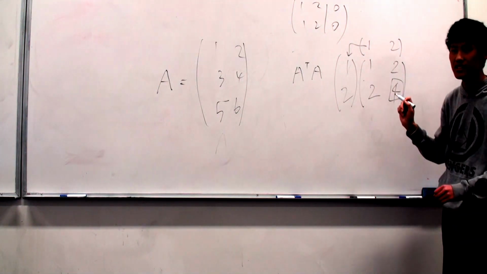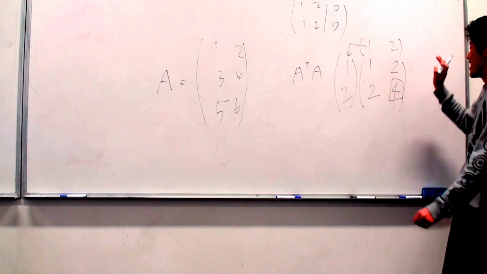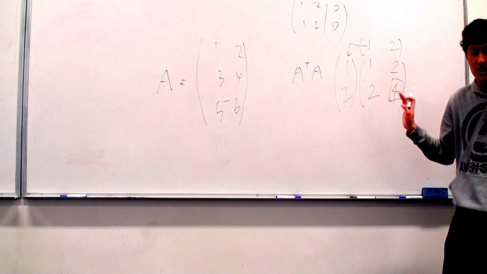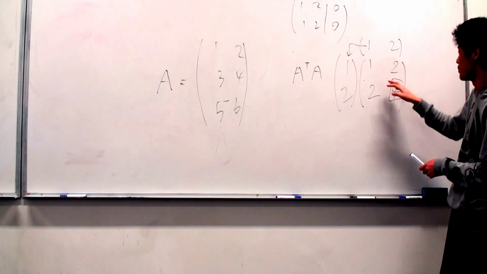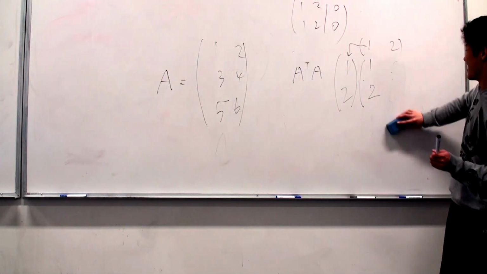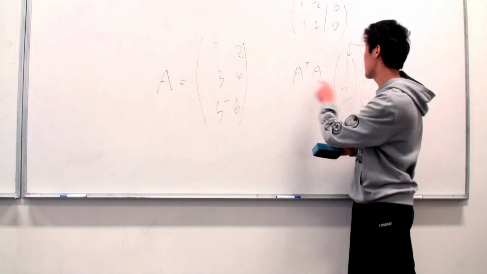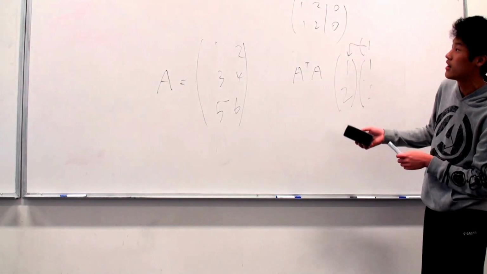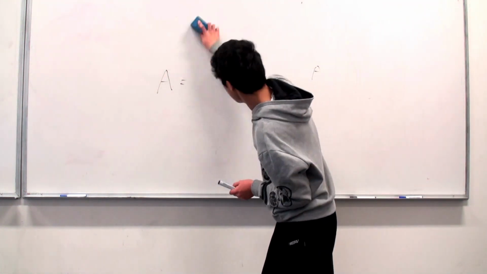Wait, not orthogonal. Wait, did I say it right? I think that's orthogonal. Anyways, we can now take the inverse of this. Well, technically not this, because the determinant is still 0. But you know what I mean. If you do A transpose A, you will get a new matrix, and then you can take the inverse.